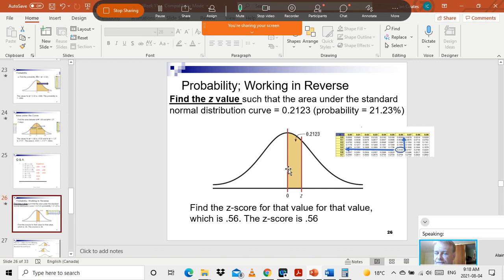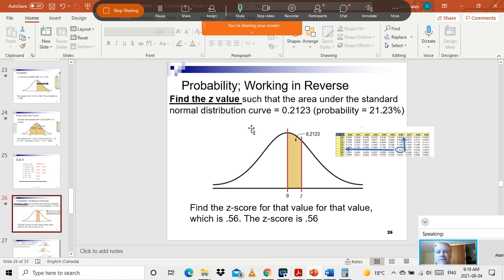What if I didn't give you a Z value? What if I just gave you the area under the curve? So here, I want you to find the Z score. I want you to find the deviation. And I've given you the area under the curve instead. So we're just working backwards, and you can see by the arrows here, we're starting here and working backwards. That's all it is.